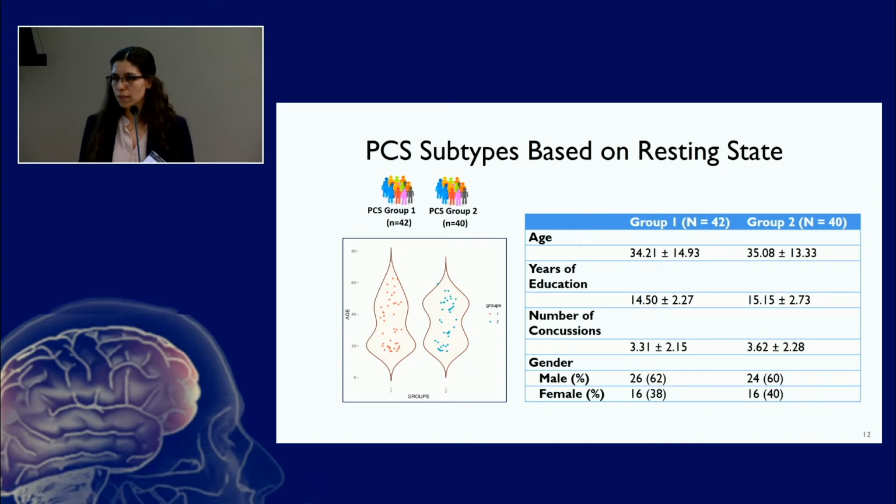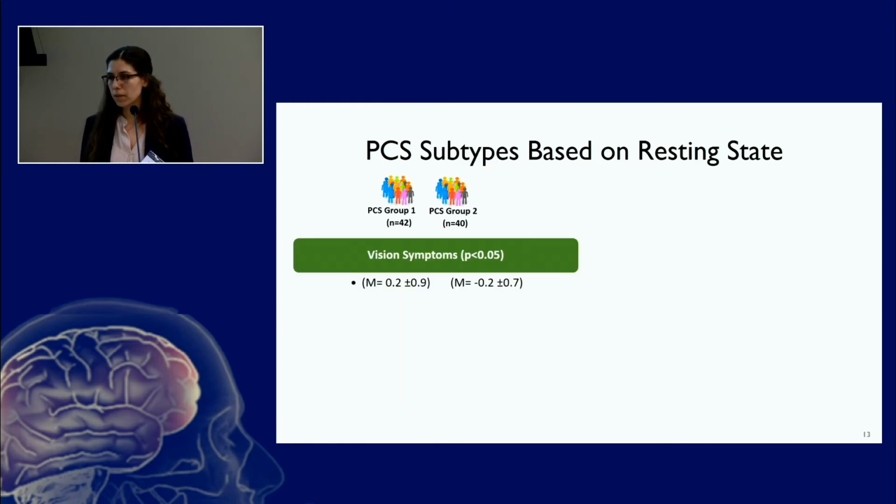In terms of the resting state analysis, these two subgroups are not significantly different in terms of age, number of concussions, or years of education. So the subtypes are not driven by any of these factors. But what's different between these groups are vision symptoms. Group 1 experiences a significantly higher number of vision symptoms compared to group 2. Well, in this case, you can say group 1 is really severe, group 2 is mild.